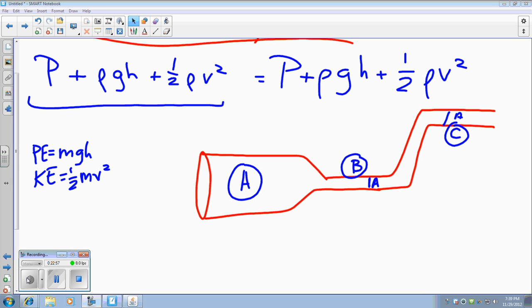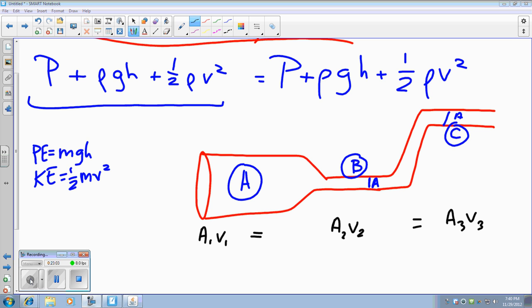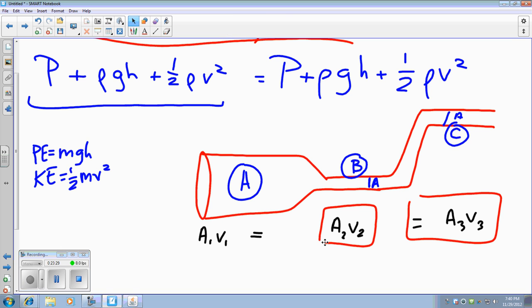First, let's use our continuity equation to figure out where the velocity is the greatest. So we know that the area 1 multiplied by the velocity 1 in this large section is going to be equal to the area multiplied by the velocity in this smaller section, which is going to be equal to the area multiplied by the velocity in this even smaller section up here. And the key here and what I really want you to understand is that in B and C, the areas are the same.